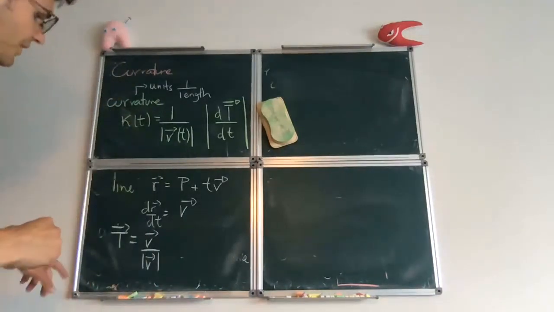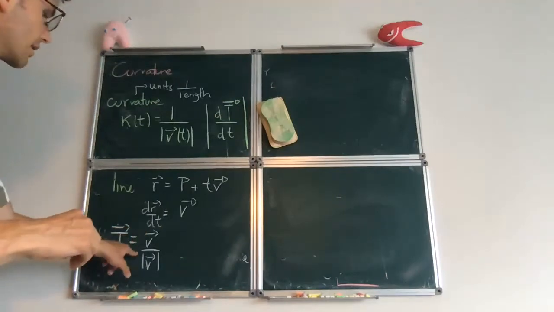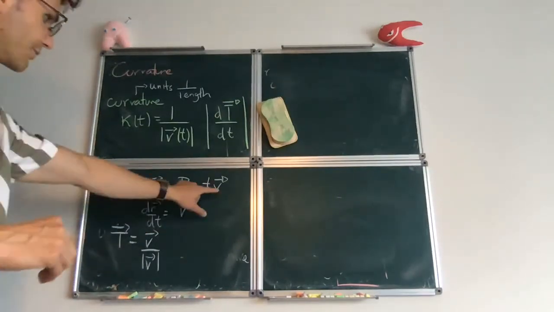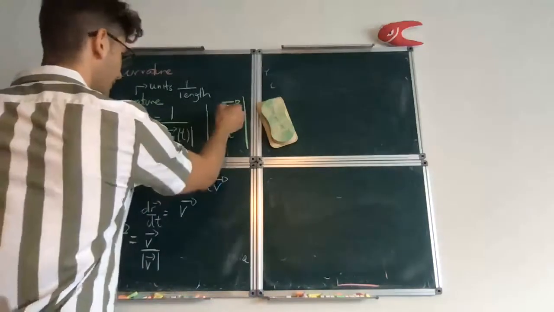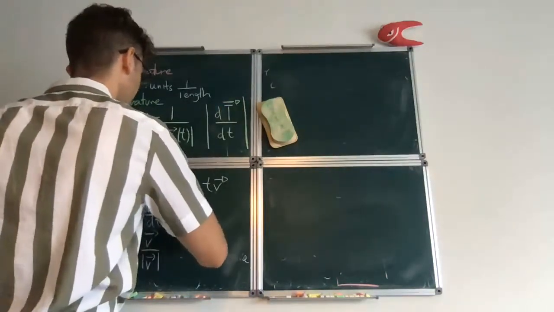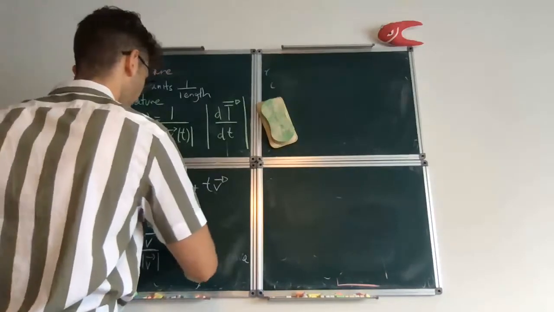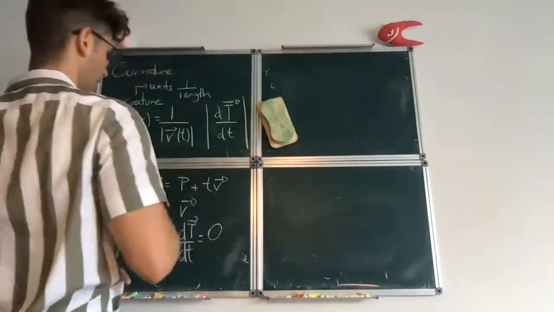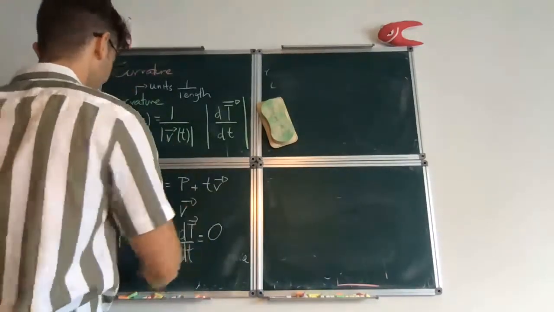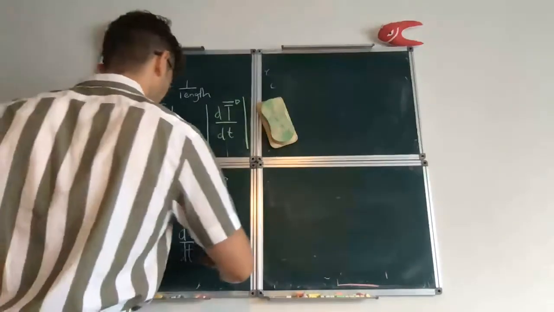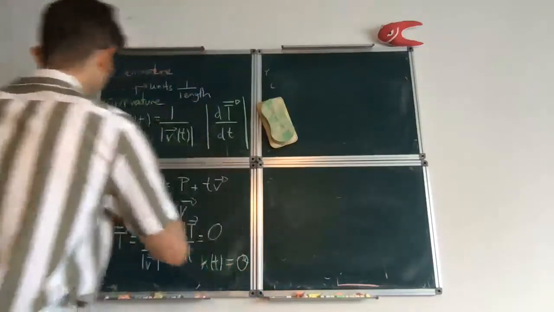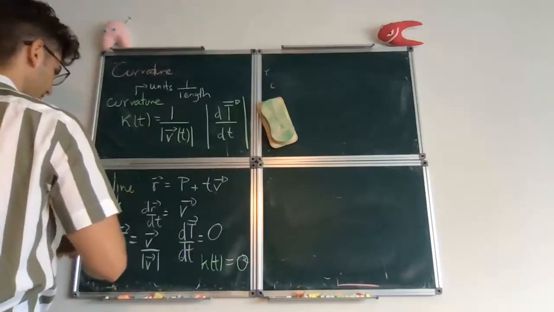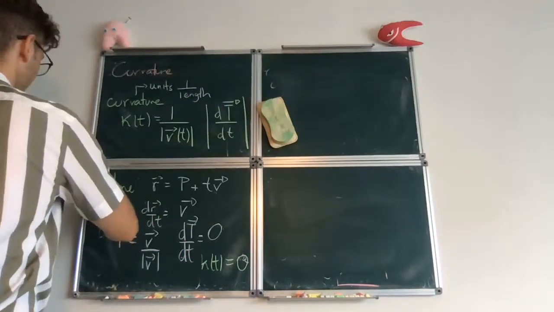Okay, but now this is truly constant because this was a constant vector, and so the derivative of the tangent vector with respect to t is 0, and hence the curvature has to be 0. So lines are without curvature, no curvature.